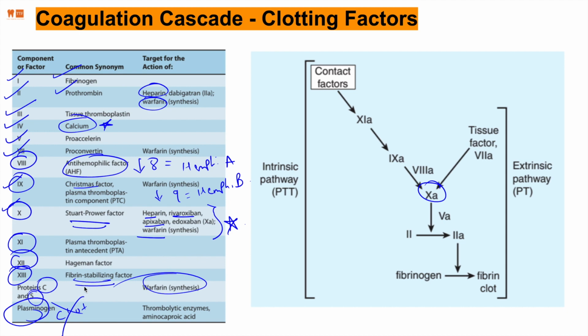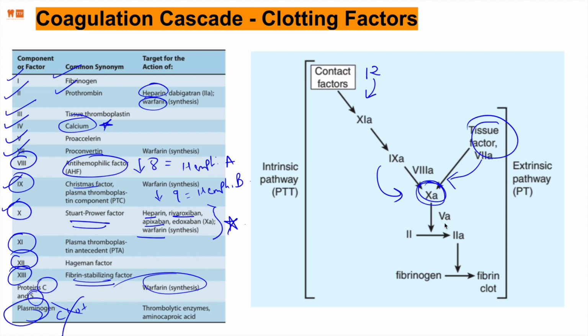So to prevent that breakdown, we have thrombolytic enzymes and aminocaproic acid. They will affect this section here. Aminocaproic acid is a fibrinolytic inhibitor. Okay? That contact factor is basically 12. 12A will go to 11A to 9A to 10A. In the extrinsic pathway, we have 7A that turns into 10A.